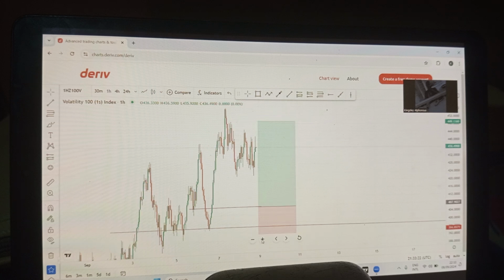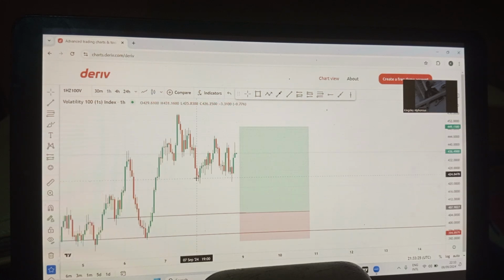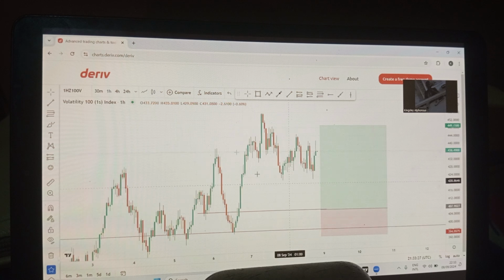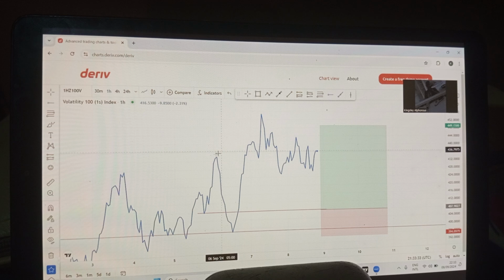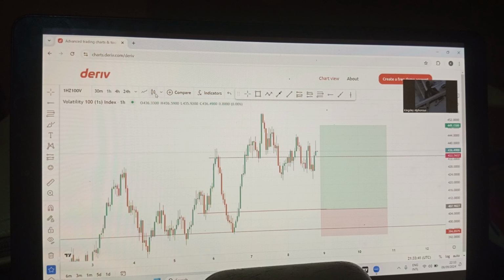And on this derivative pair here, this Volatility 10 1s, if you look closely here, you see what the market did here. We have a V-shaped key level and an A-shaped key level here. As you can see, the market broke above this A-shaped key level. What do we have here? The market just retested it and bought to the upside.